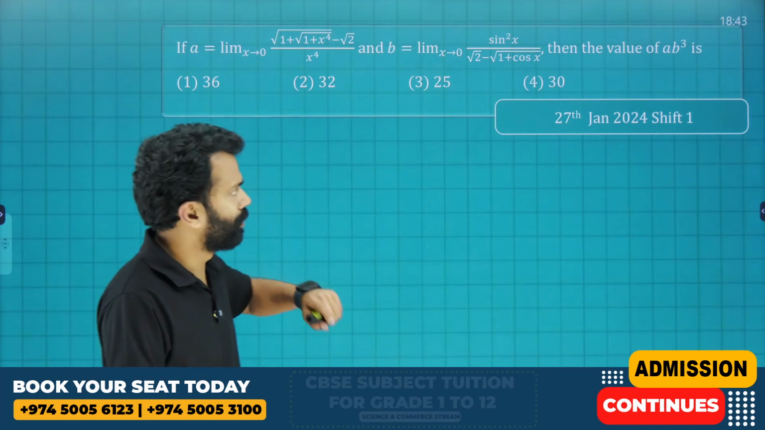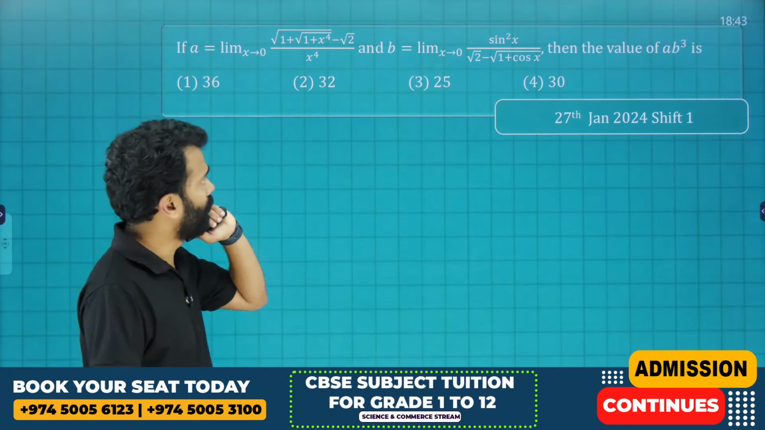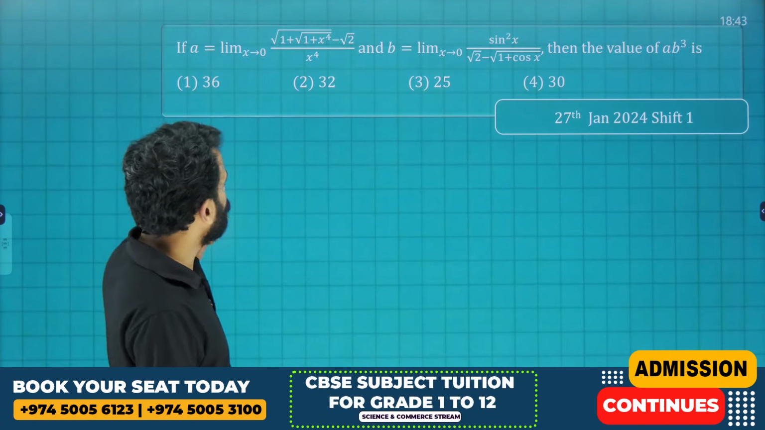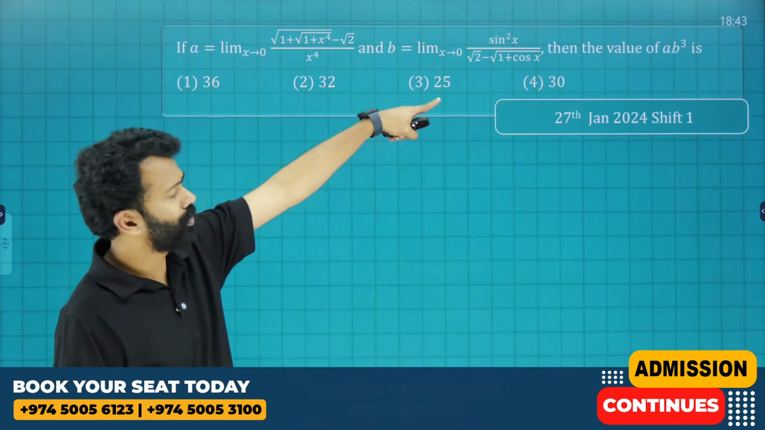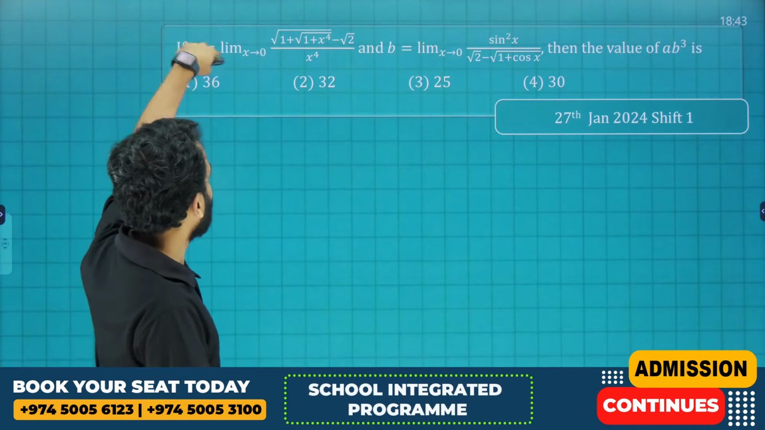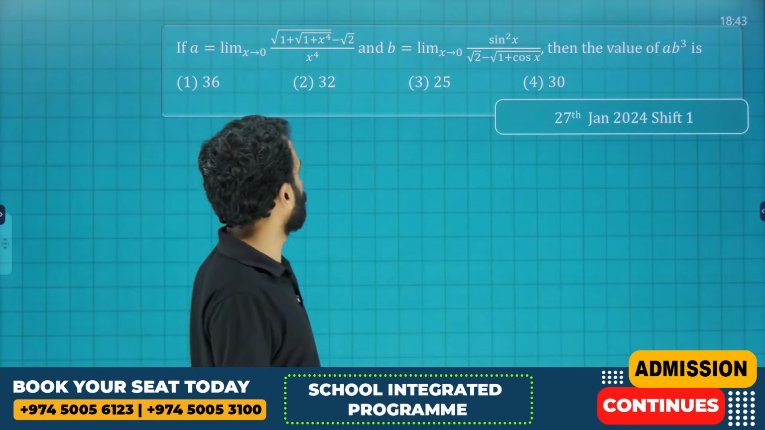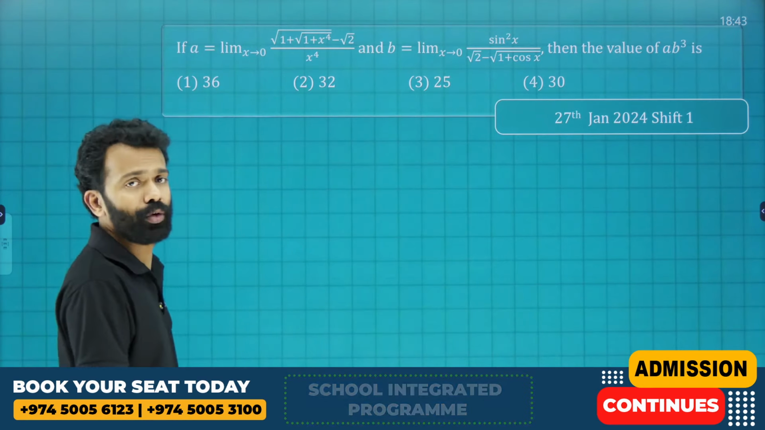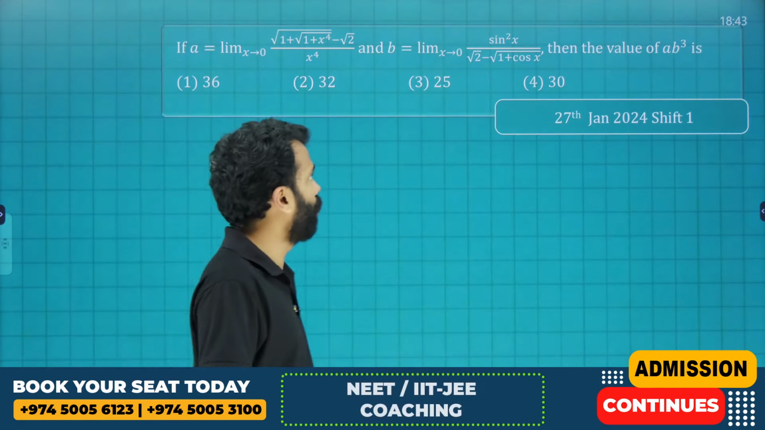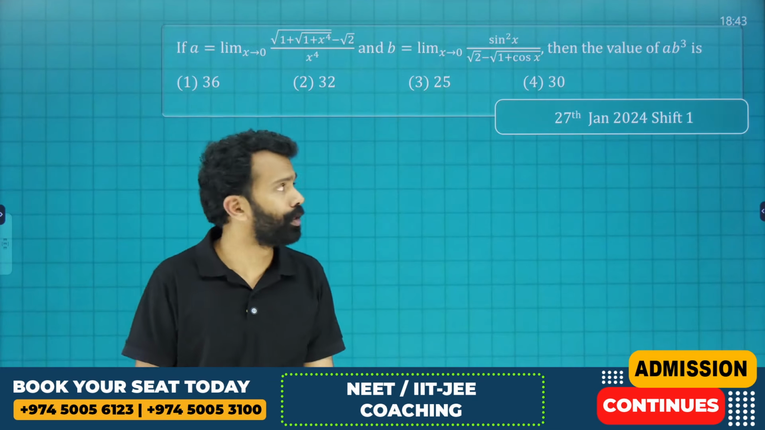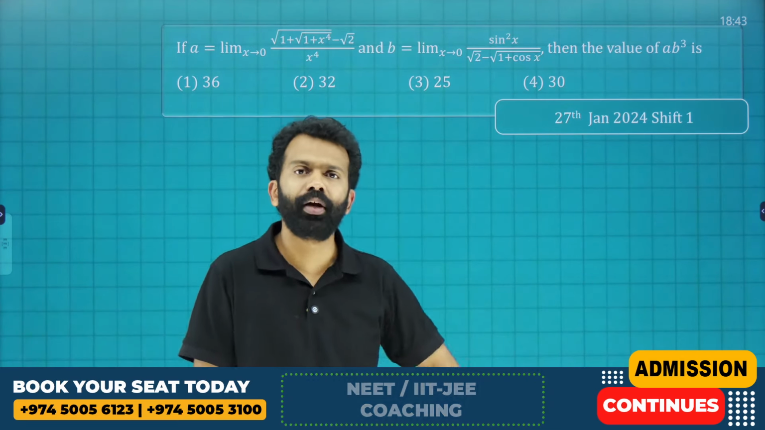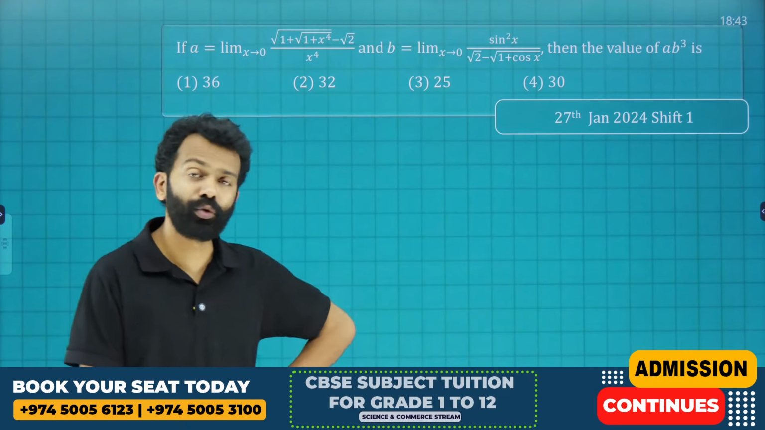Our very first question is from 27th January 2024. Two values A and B are given, and we need to find A times B. A is the limit as x tends to 0 of (root of 1 plus root of 1 plus x squared, minus root 2) divided by x raised to 4. And B is the limit as x tends to 0 of sin squared x divided by (root 2 minus root of 1 plus cos x).